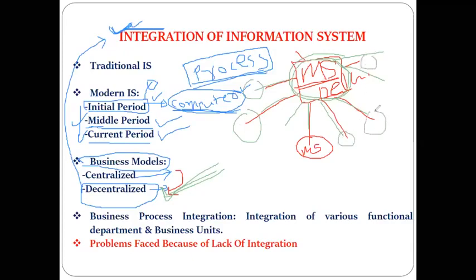No. Understood. Means for that purpose, if you utilize the initial information system, can we remove that disadvantage? No, we cannot. We need what? The middle period or the current period information system, which is having the capability of what? Integration. If the information system has the capability of integration, then we can connect these different plants or business units of Maruti Suzuki company, which are located in different cities. I hope now the concept is clear.